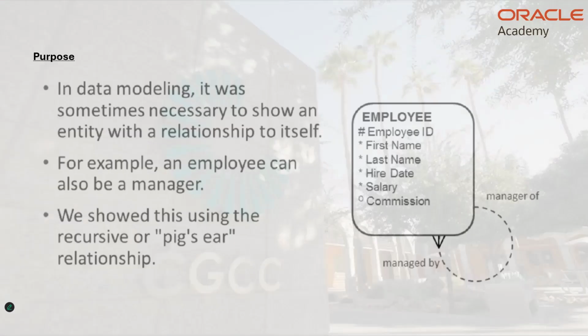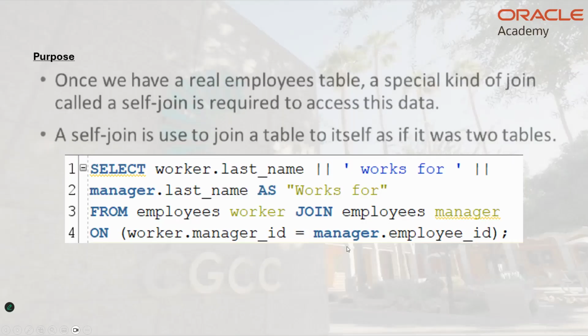All right, so in data modeling, sometimes it's necessary to join a table to itself. We show this by using a recursive figure. That would be the image representation of it. So once we have a real employees table, a special kind of join, called a self join, basically you use this to access data in a certain way. So basically you turn one table into two tables by using a join. And this is where an alias makes sense.